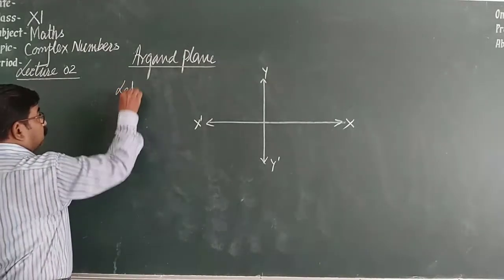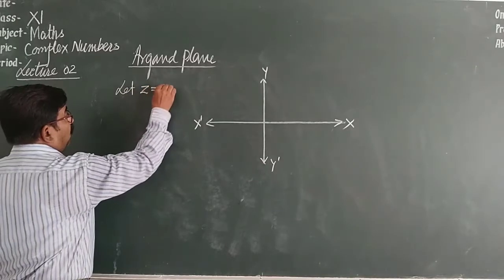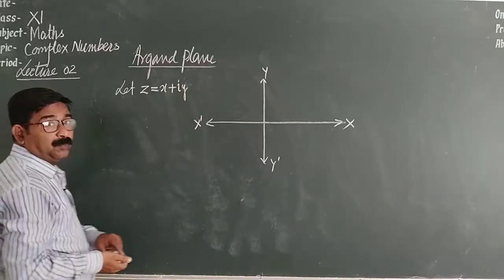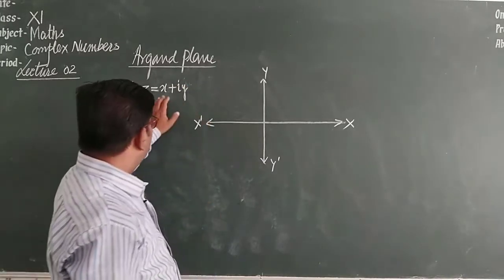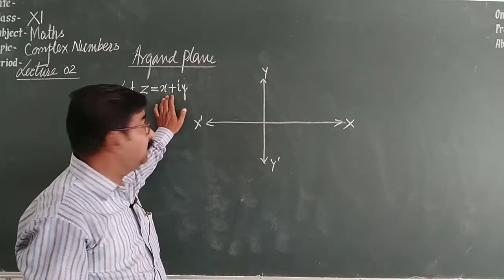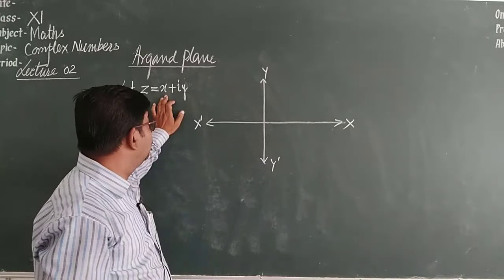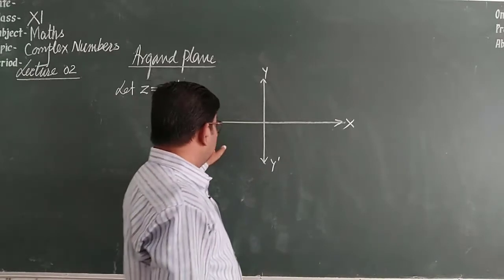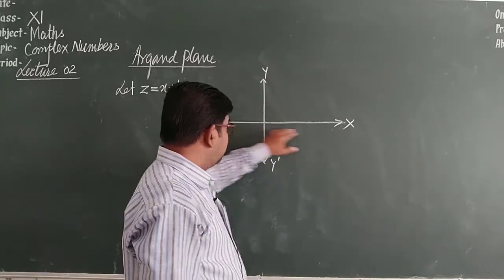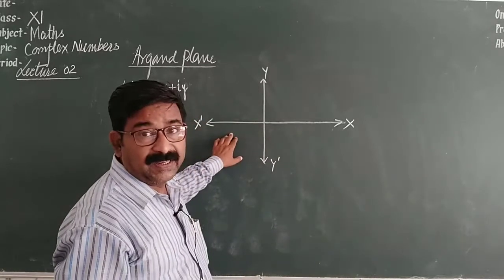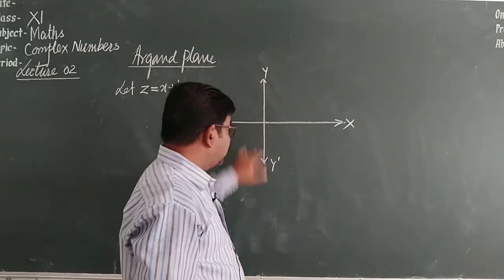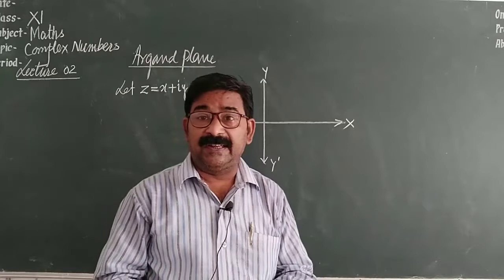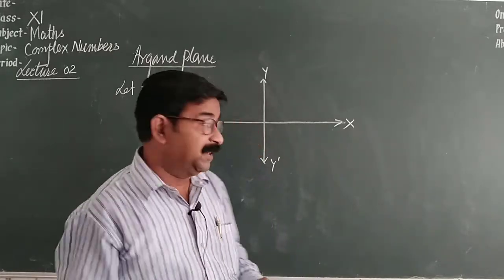Let z is equal to x plus iy. x plus iy is a complex number. So you know that in the complex number z is equal to x plus iy, x is the real part and y is the imaginary part. Now you know that in this plane, the x-axis is called the real line, and the y-axis is called the imaginary line. So whatever the abscissa is real, and its ordinate is imaginary.